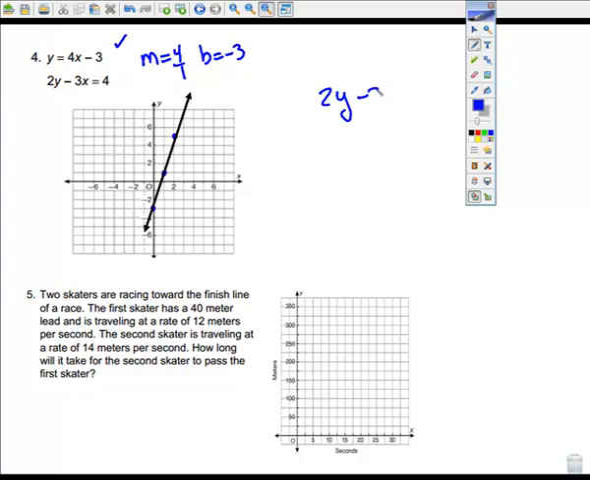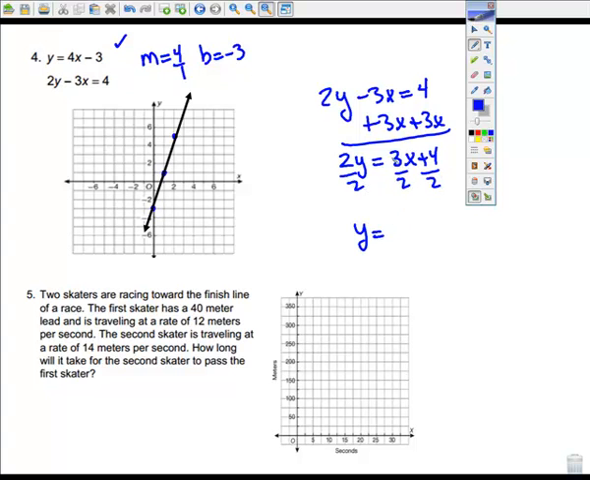And then the next one I do have to put in slope-intercept form. So I have 2y minus 3x equals 4. I'll add 3x to both sides. So I end up with 2y equals 3x plus 4. Divide by 2. And y equals 3/2 x plus 2. So my slope is 3 over 2, and my y-intercept is 2.